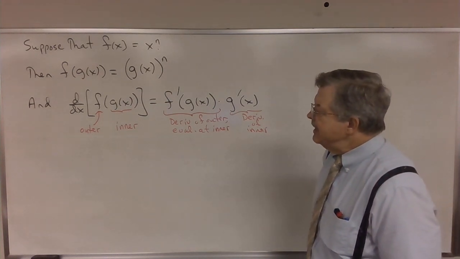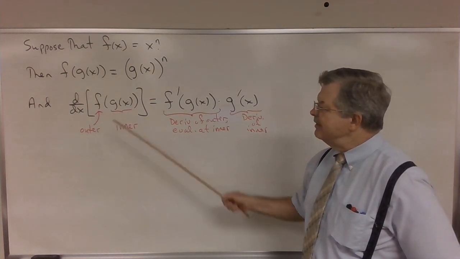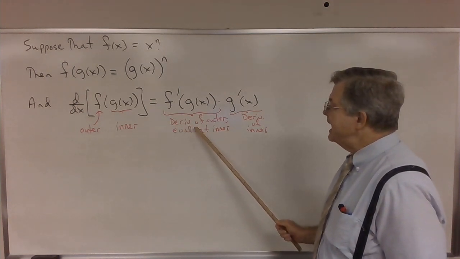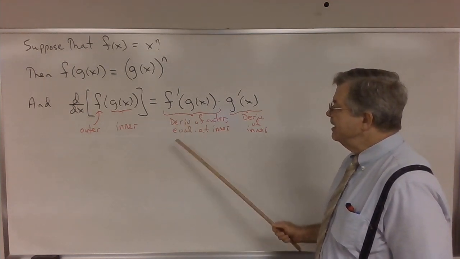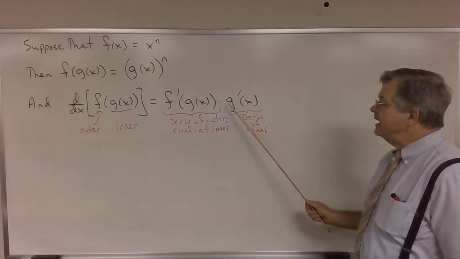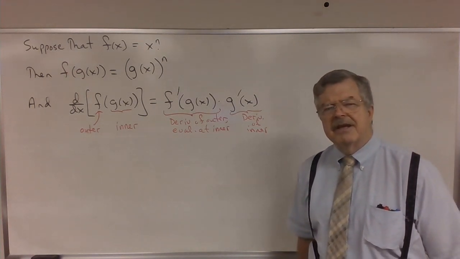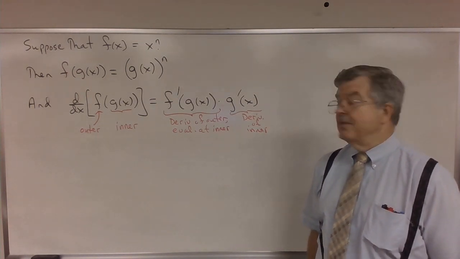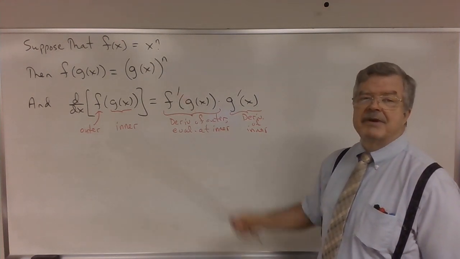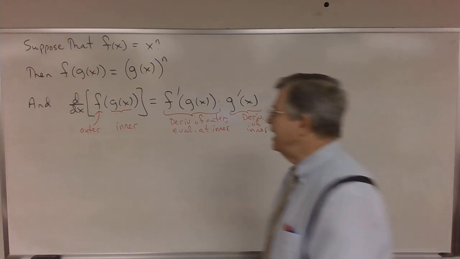Now, according to the chain rule, if we compute the derivative of f evaluated at g of x, we have the derivative of the outer, f prime, evaluated at the inner, g of x, times g prime of x. And the question is, how does all of this play out when the outer function is something raised to the n power? So let's analyze this.